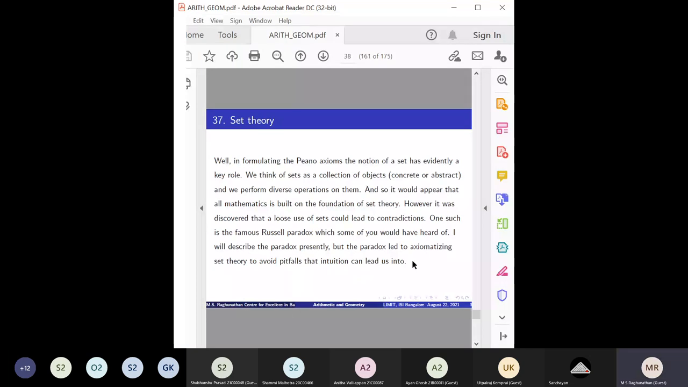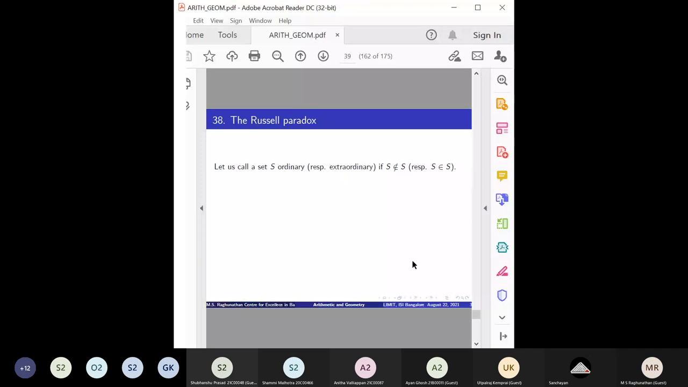So let me describe the Russell paradox. Let us call a set S ordinary, respectively extraordinary, if S does not belong to S, respectively if S belongs to S. It's going to be difficult to define sets which are extraordinary, that is, sets which belong to themselves. One can attempt something like that, but it's unsatisfactory. For instance, a set which can be described by using less than 50 English words will qualify as belonging to itself. But the definition is obviously somewhat unsatisfactory, though it is not completely precluded by our intuition.